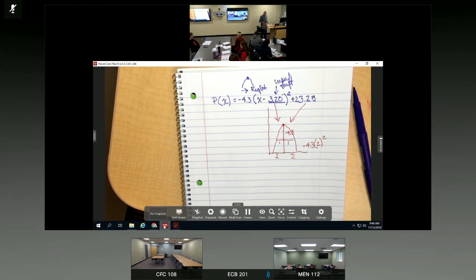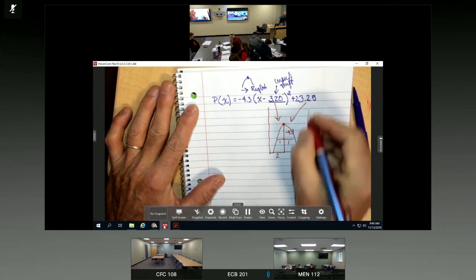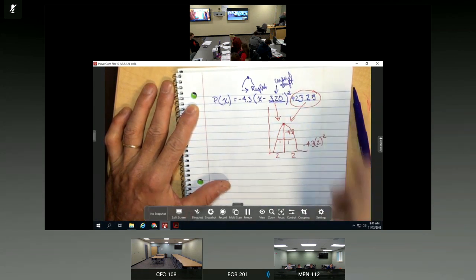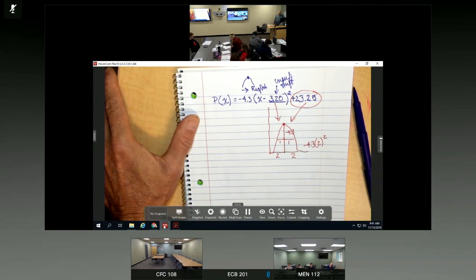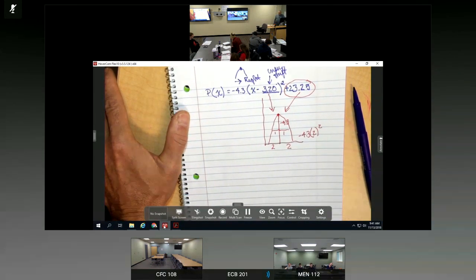Number 5. Now suppose that Dwayne must pay a $5 permit in order to sell ice cream at the beach. Modify the function to account for this. So instead of needing $23.25, he's going to need $5 more, right?